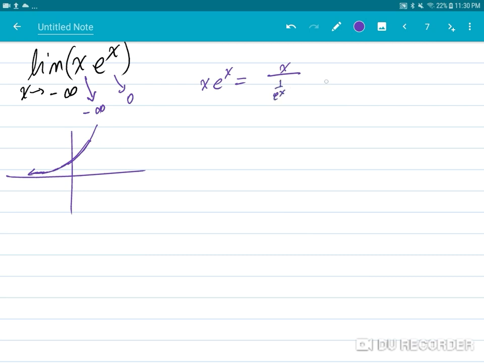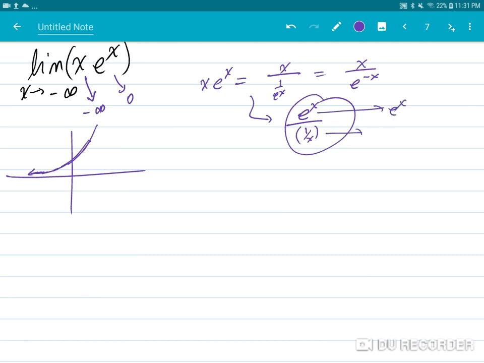So x e to the x, I will either look at it as x over 1 over e to the x, which is x over e to the minus x, or I'll look at it as e to the x over 1 over x. Now if I take this one, the derivative of e to the x is e to the x, the derivative of 1 over x is negative 1 over x squared. And it looks like I'm complicating things when I try to apply L'Hopital's rule. So I will ignore this one and try to use this one, because I can differentiate x, I'll get 1, and I can differentiate that, I'll get minus e to the minus x.